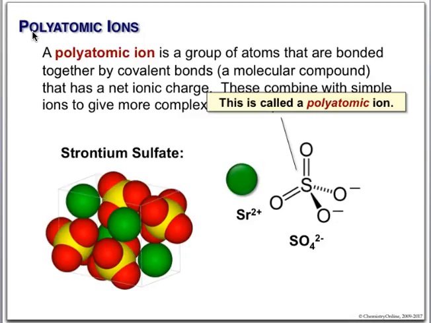And this is an example of the crystal here. We have strontium, and here's these little lumps of sulfate that fit in between, and they make the individual crystals.